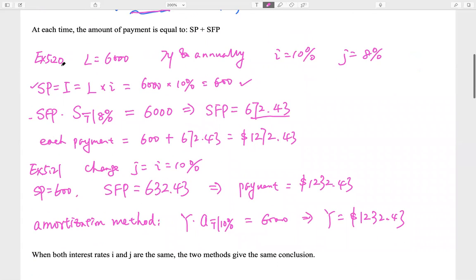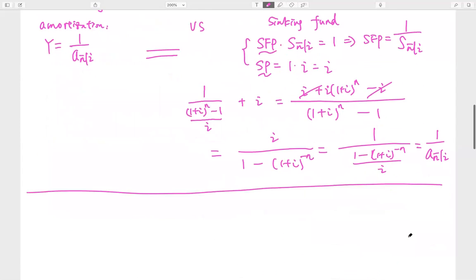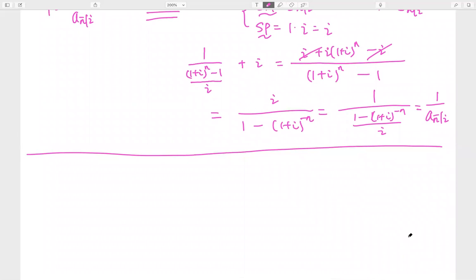As you can see from 5.20, if j is less than i, using a sinking fund is not a good idea because your payment is actually bigger than the payment in the amortization method. Or in other words, the assumption under the amortization method is that there is an imaginary sinking fund that could earn the same interest as the loan. That's another way to interpret it. What else do we have?